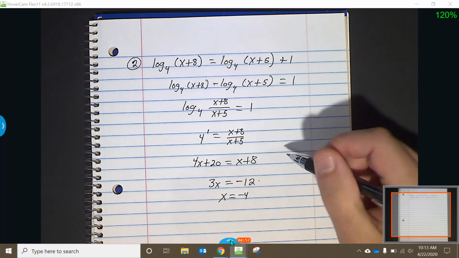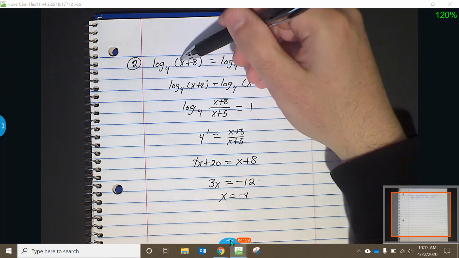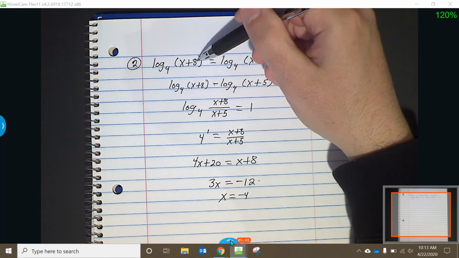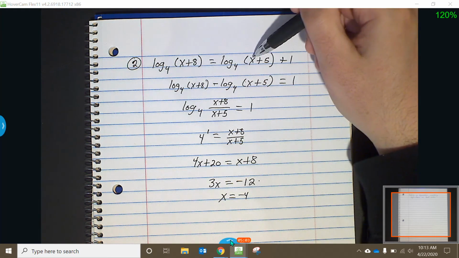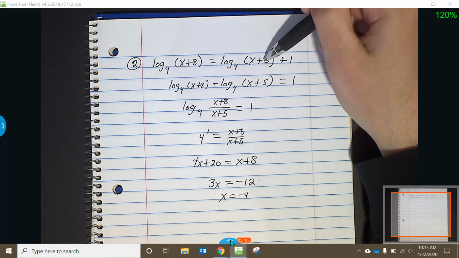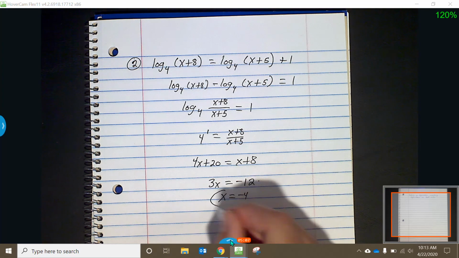Divide by 3. Now look back, negative 4. Negative 4 plus 8 is 4. That's good. Positive. Negative 4 plus 5 is 1. That's positive. That's good. So this answer does work. It does check.